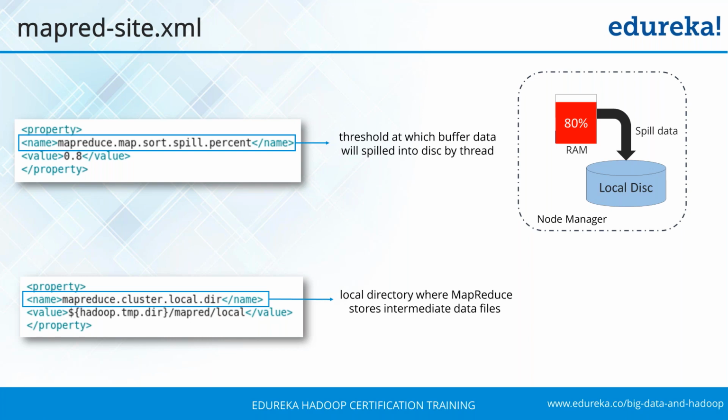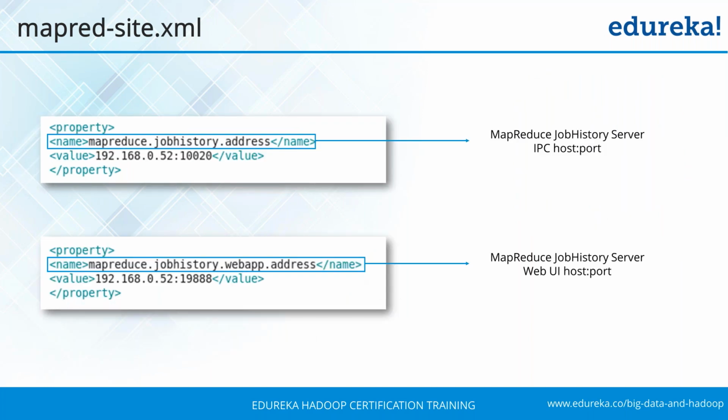And this is the local directory where MapReduce will store the intermediate data files, because the output of the mapper goes onto the local disk. Then again the buffer will keep on spilling, and the buffer will go empty. Then you have the job history address, where your job history server is going to run. This is the IPC port, the inter-process communication port, for the job history server. And then you have the web application address for the job history.